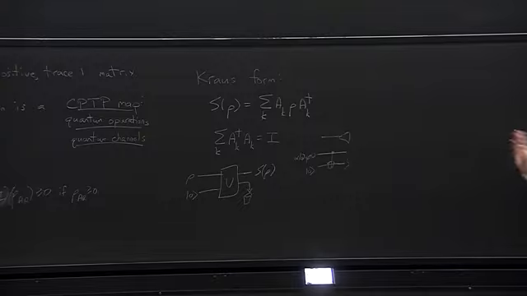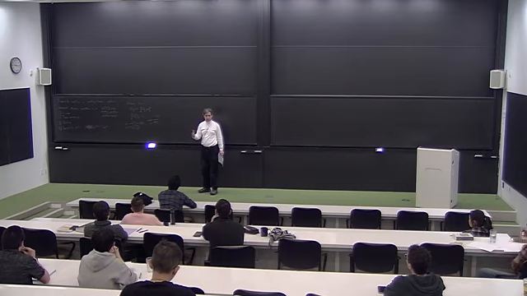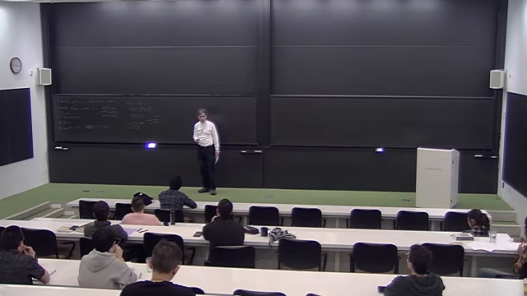But for the purposes of what I'm talking about right now, I kind of want to introduce another way of talking about measurements, which is the POVMs, which is more explicitly mapping quantum to classical. But before I do that, are there other questions on CP-TP maps?